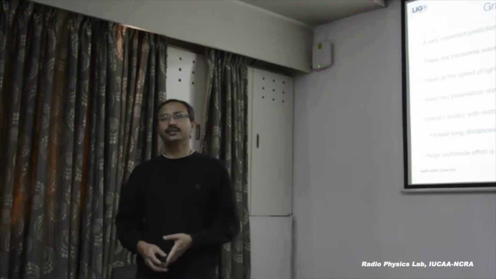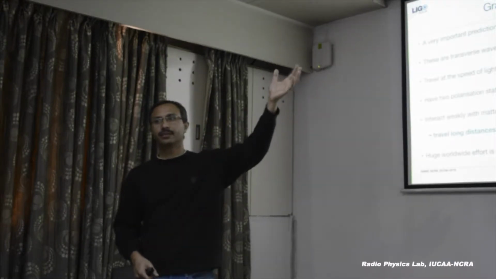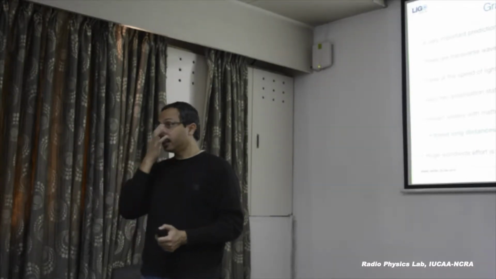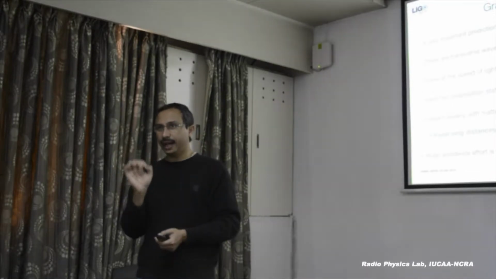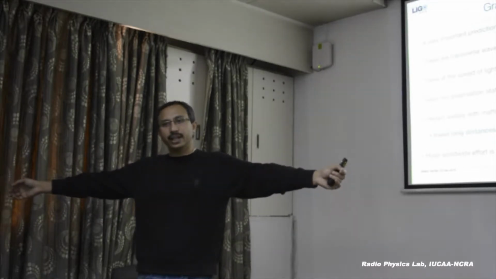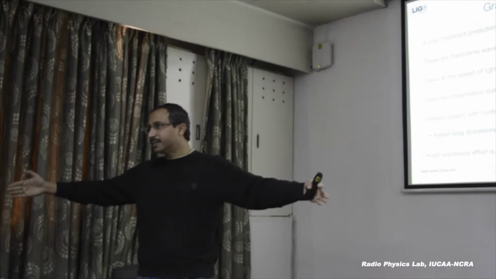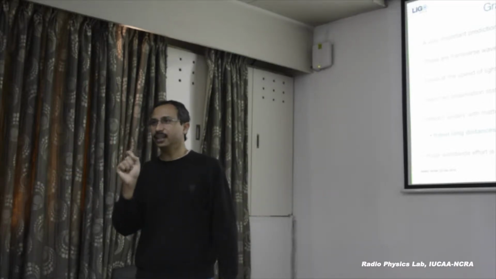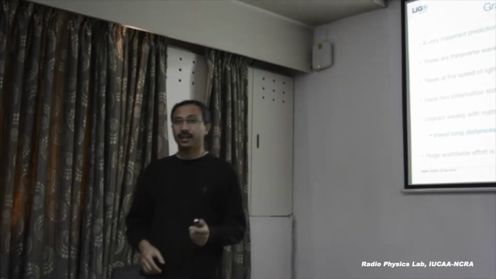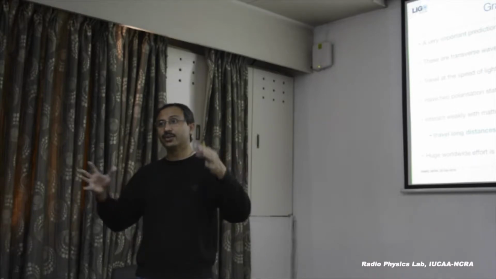When two black holes merged a billion light years away, the effect of that on the Earth was such that a ruler which is 4 kilometers long had its length changed by less than the size of a proton. This was that small. So it was a really challenging thing to detect such a small vibration. But then why are we saying that it's a good thing? It's a good thing because it can travel through very dense medium.